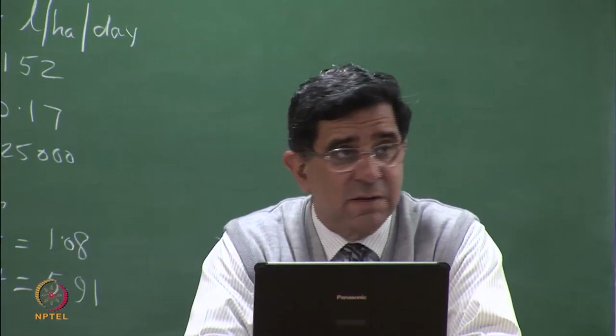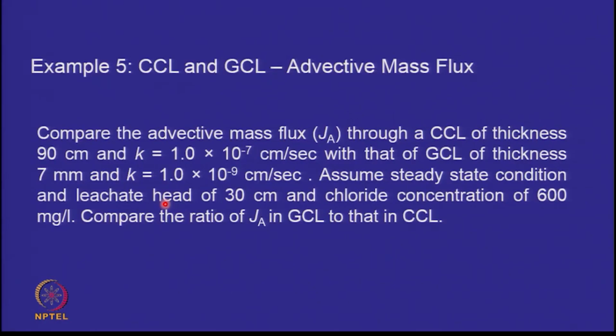Advective mass flux is the same as advective flow. So if I have a compacted clay liner which is 90 centimeter thick, has K 10 to the power of minus 7 centimeters per second, the head is 30 centimeters, and I compare it with a geosynthetic clay liner of thickness 7 millimeters. So a 90 centimeter thick clay has been replaced by 7 millimeters, and because it has got sodium bentonite in it, its permeability is 1/100th of the compacted clay. So what are we comparing?